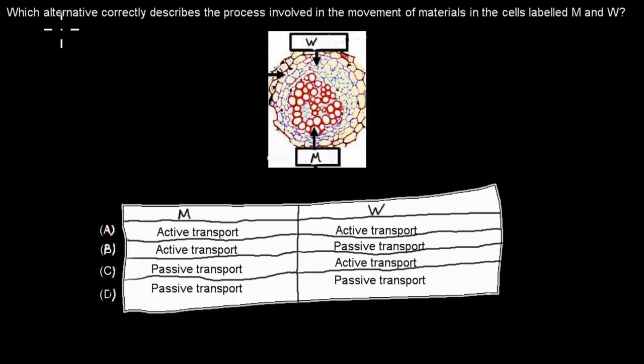The next one says, which alternative correctly describes the process involved in the movement of materials in cells labeled M and W? W is here, and M is here. A. M is active transport and W is active transport. B. M is active transport and W is passive transport. C. M is passive transport and W is active transport. Or D. M is passive transport and W is passive transport. 5 seconds to pause the video.